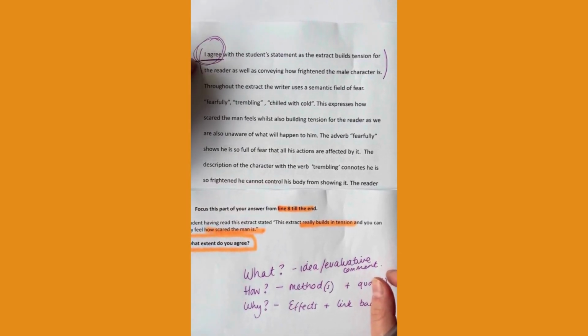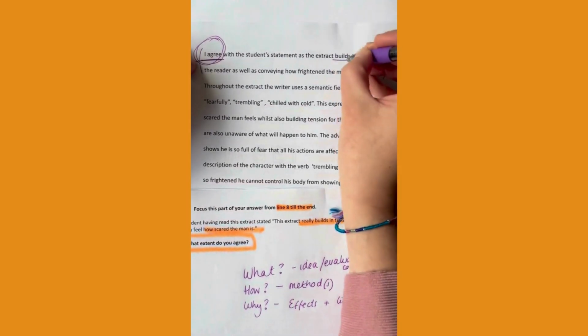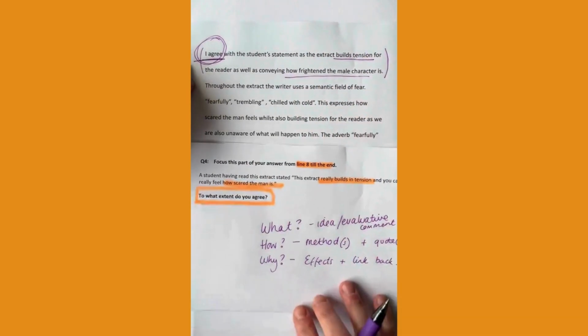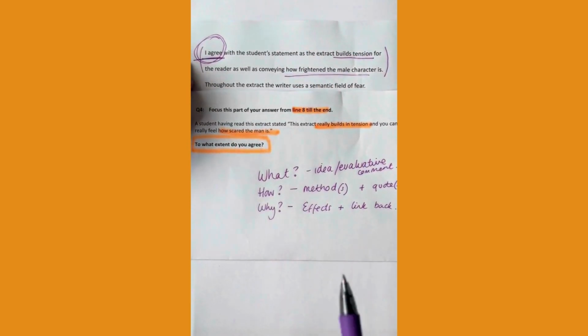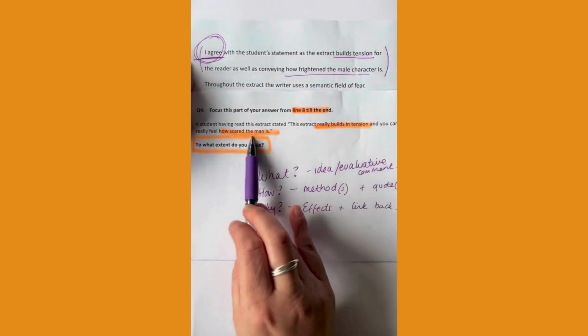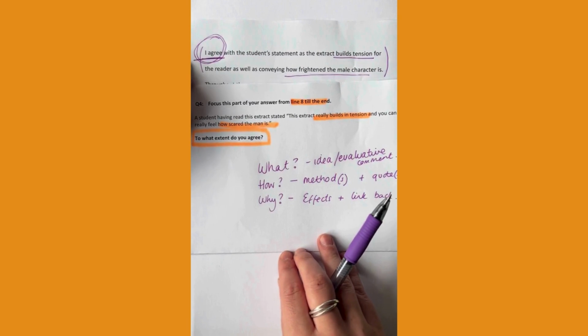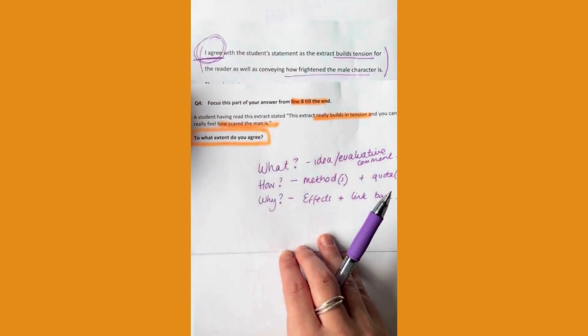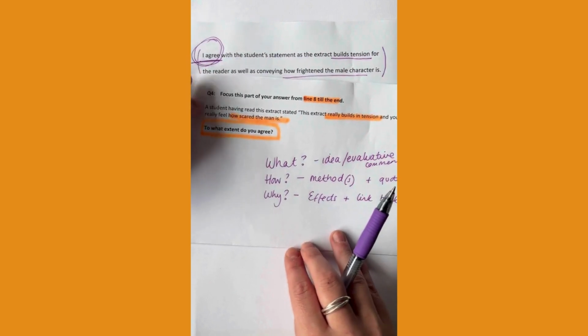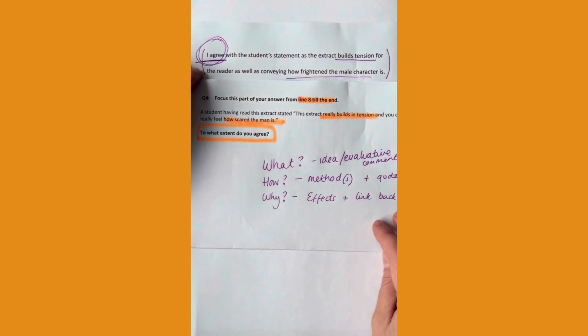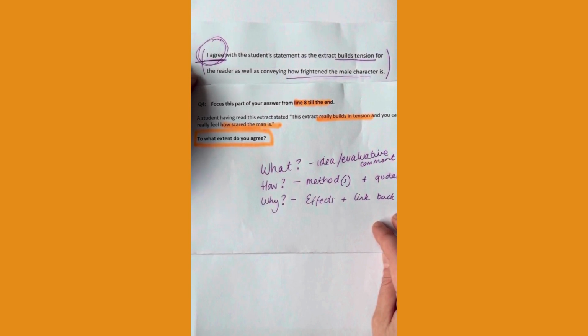So as you can see from this one, I agree with the student's statement as the extract builds tension for the reader as well as conveying how frightened the male character is. Those words are literally in the question. We've changed them slightly, but we've used the tension part and we've used how scared the man is. I've shown already to my examiner or my teacher, I know what I'm being asked to do and I'm going to answer this question really well. And I'm showing you that I'm going to do that. So any examiner or teacher is going to be very happy with that because you've read the question, you've understood the question, and you know the skill that you are being asked to do. Very simple tip, but something that works really well.